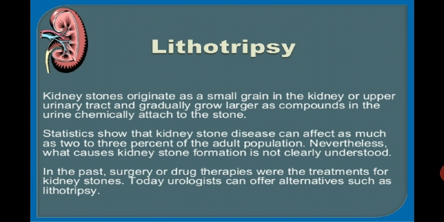Now we will check the explanation. Kidney stones originate as a small grain in the kidney or upper urinary tract and gradually grow larger as compounds in the urine chemically attach to the stones. Statistics show that kidney stone disease can affect as much as 2 to 3% of the adult population. Nevertheless, what causes kidney stone formation is not clearly understood.